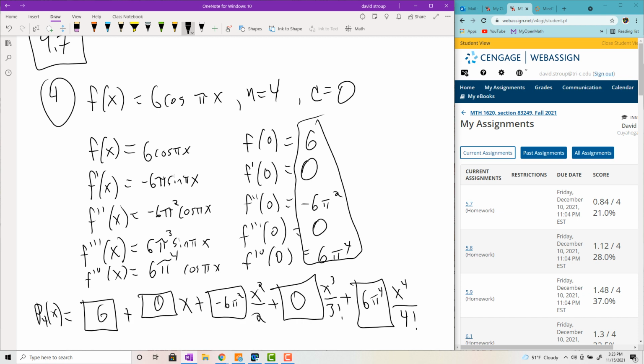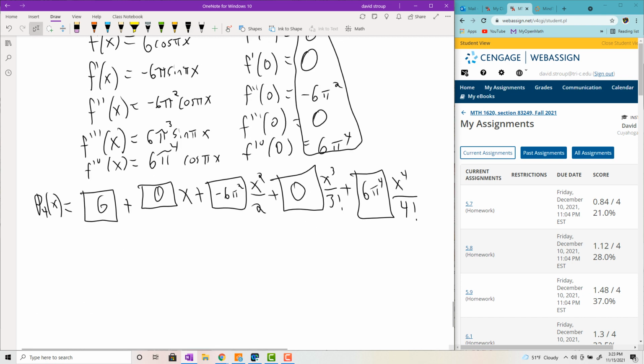And you could leave your answer like that if you want to. But like I said, eventually you're going to have to make it look pretty anyways. So negative, what is this, 3 pi squared over, well, just 1 then. So it's just negative 3 pi squared x squared. And then the last guy, 6 over 4 factorial is 24. So it would be 1/4 pi to the 4th x to the 4th. But if you want to, you just leave it with the boxes.